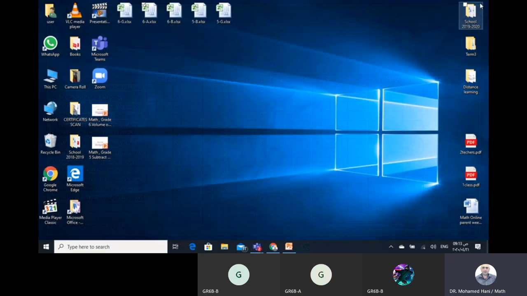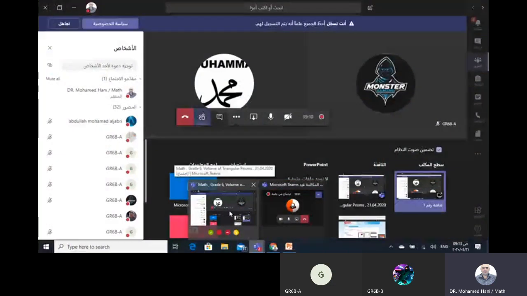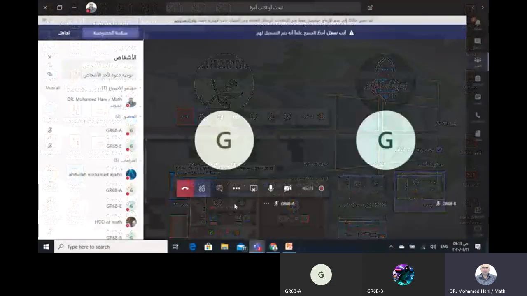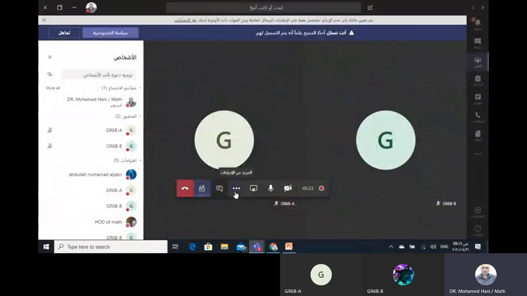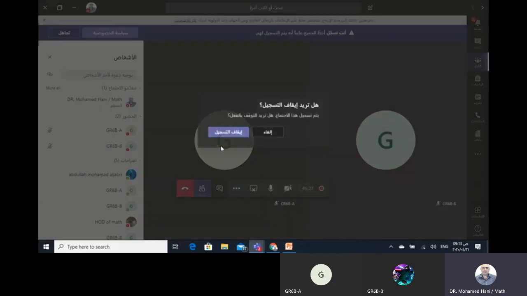So this is our lesson today, how to find the volume of a triangular prism. Tomorrow inshallah we will continue our lesson. Thank you for your listening. Have a nice day.